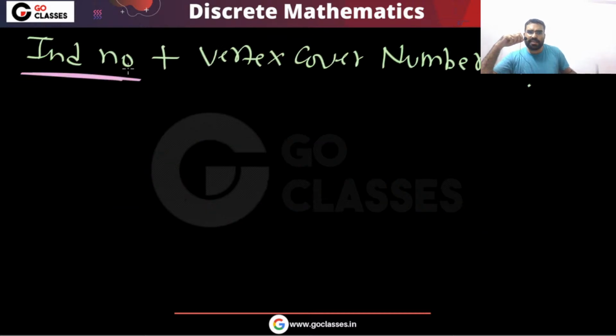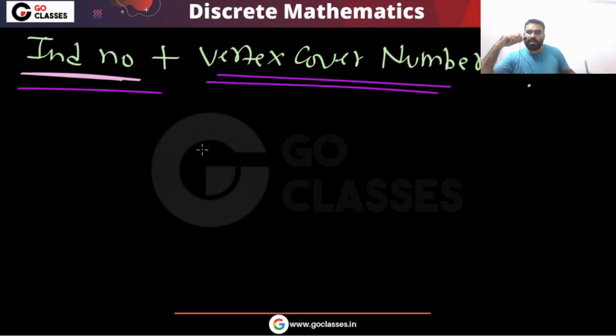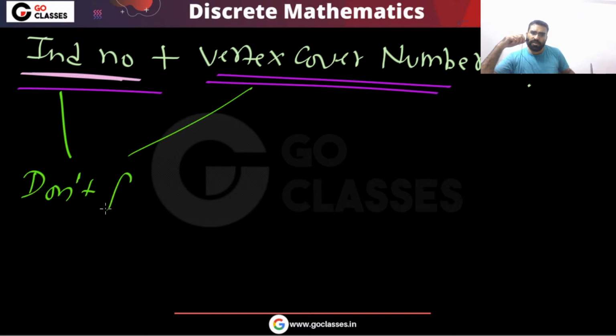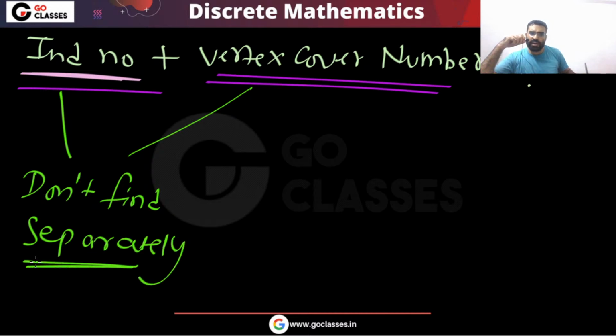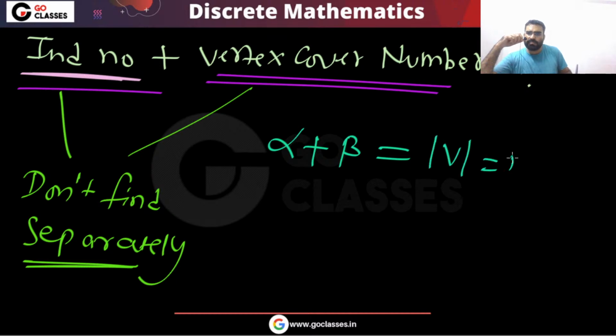But the question is asking for the independence number plus the vertex cover number. You don't have to find them separately. There is no need to find them separately, because you know that alpha plus beta, independence number plus vertex cover number, is equal to the number of vertices.